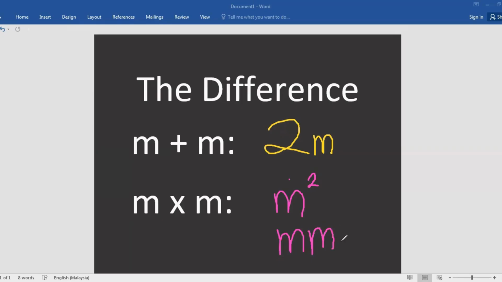Because when you times other things, for example a times b, you know what it becomes? You have to think of yourself. But at the moment, m plus m is 2m. M times m is mm or m squared.